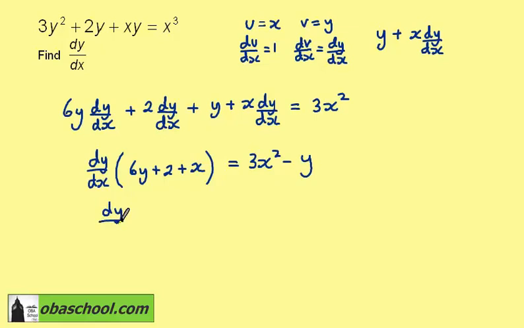To then get dy/dx, all we need to do is divide both sides by the contents of the bracket, so we get dy/dx equals 3x squared minus y over 6y plus 2 plus x.